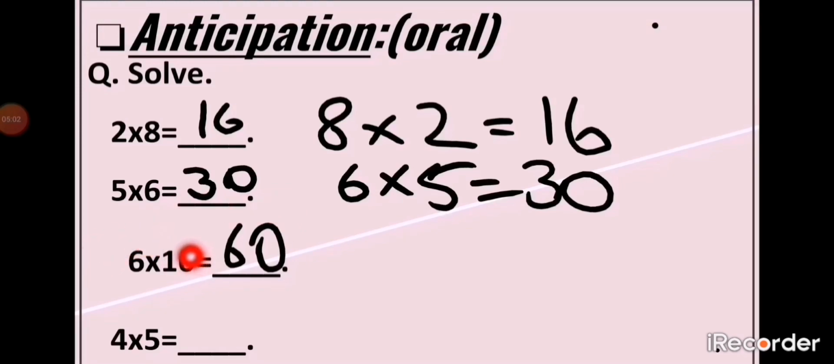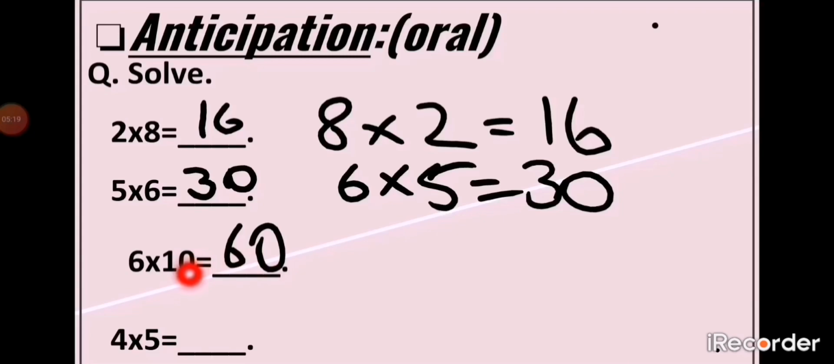There is another way. We can write 6 plus 6 plus 6, 10 times. We will add them, or we will add 10 6 times. But as we have to do the repeated addition, we will use the multiplication tables. It will make our work easier.